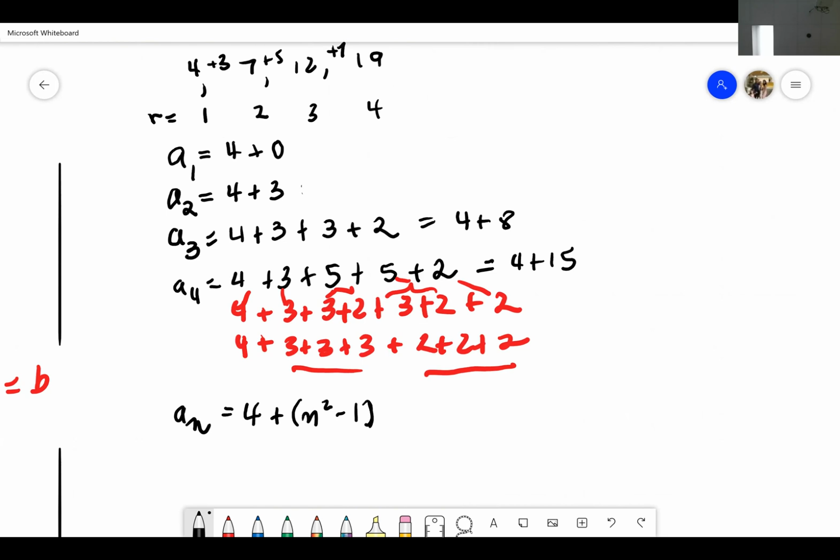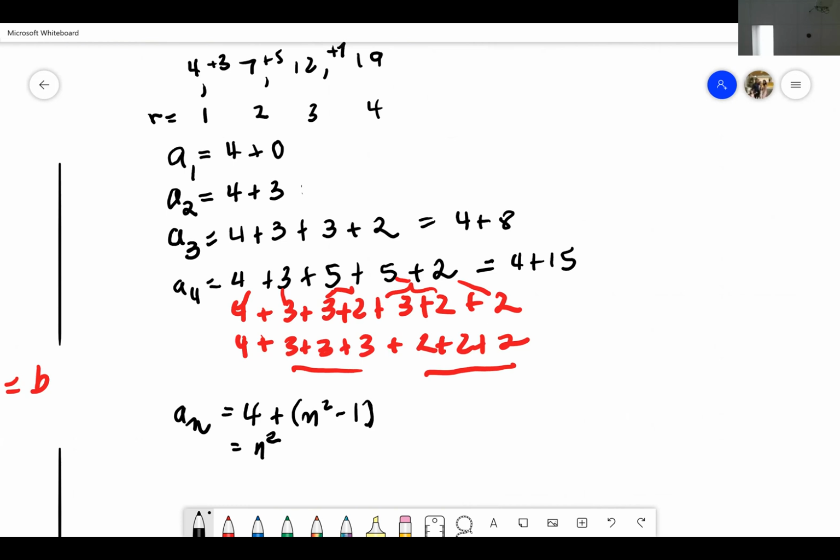This formula, all right, so let's make sure it works though. Pick 4 for it. What's 4 squared minus 1? 15. 15 plus 4 is 19. That's right. Let's put a 3. 3 squared is 9. 9 minus 1 is 8. 8 plus 4 is 12. 2 squared, 4 minus 1 is 3. 3 plus 4, 7. 1 squared minus 1 is 0. 4 plus 0 is 4. And it works.